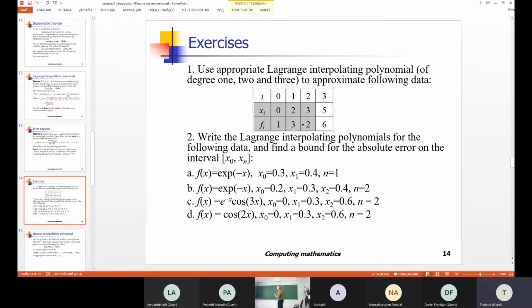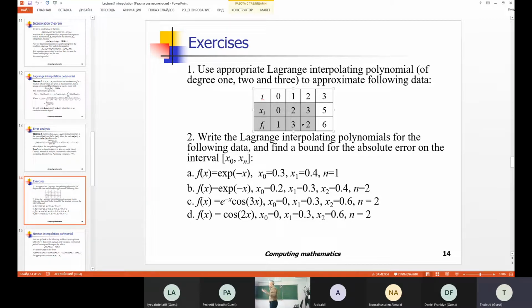The points are 0, 2, 3, and the values are 1, 3, and 2. x0, x1, x2, f0, f1, f2. The task is the same as on previous.